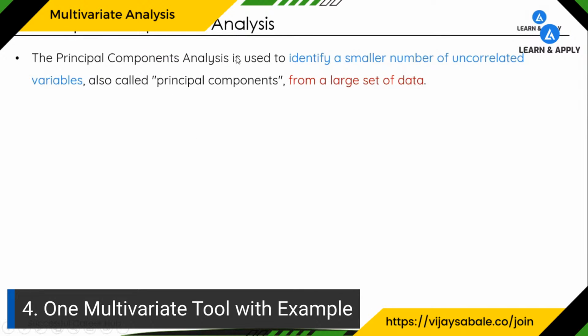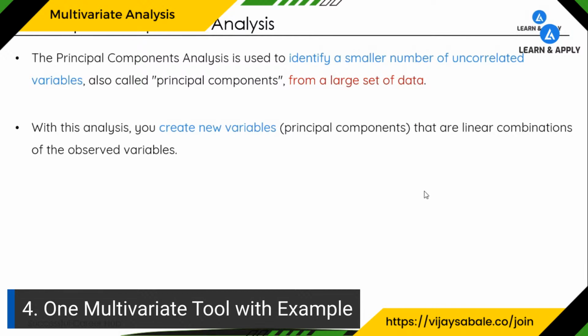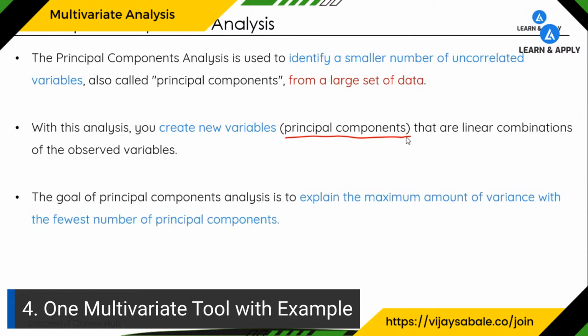Principal component analysis is used to identify a smaller number of uncorrelated variables, also called principal components, from a large set of data. With this analysis, you create new variables. These variables are also called principal components, right? So we have a new group of variables, and these are linear combinations of the variables that we have observed or are using for the multivariate analysis. The goal of principal component analysis is to explain the maximum amount of variance with the fewest number of principal components, and that's why this is very powerful.